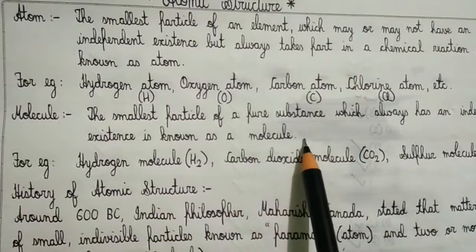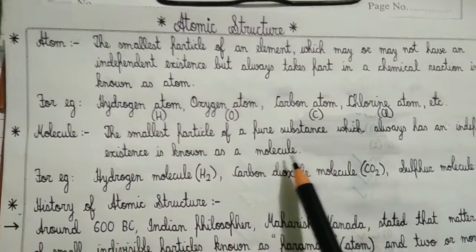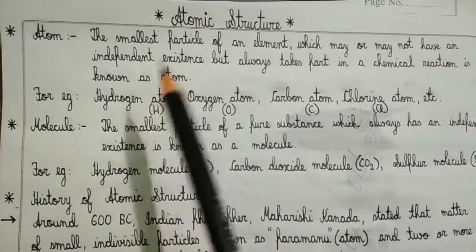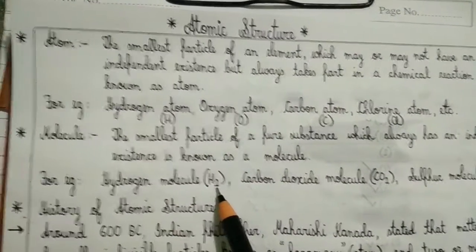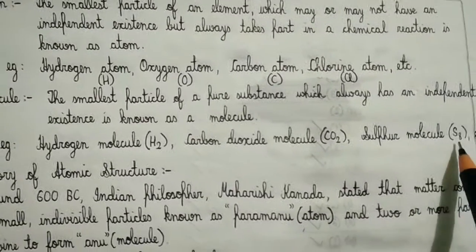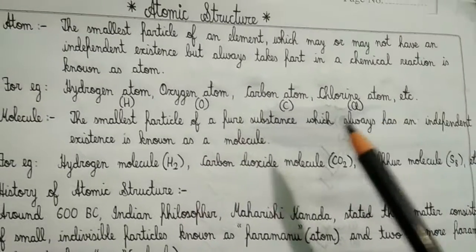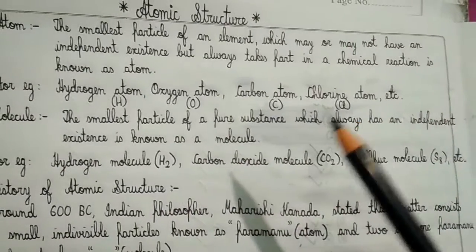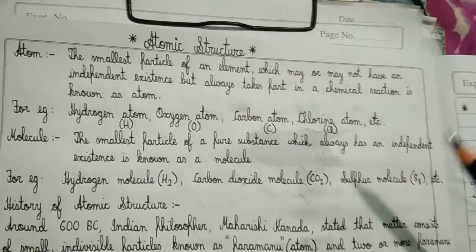So you got the basic difference, I guess, between a molecule and an atom. The basic difference is that a molecule will always have an independent existence, but an atom may or may not have an independent existence. Let's take a few examples of molecules. The hydrogen molecule is denoted by H2, carbon dioxide by CO2, sulfur molecule by S8. Similarly, we have the phosphorus molecule denoted by P4, nitrogen by N2, oxygen by O2, water by H2O, sulfur dioxide by SO2, and so on.